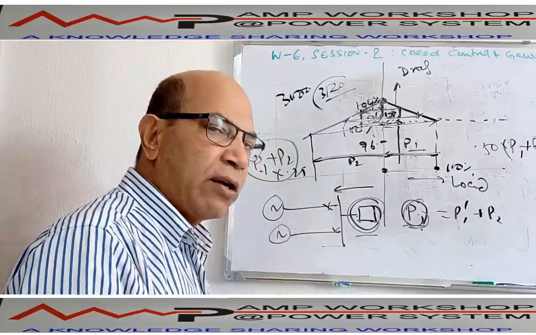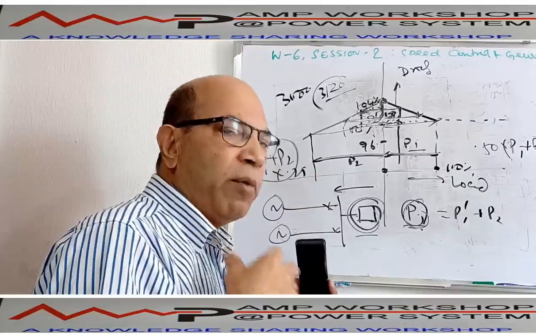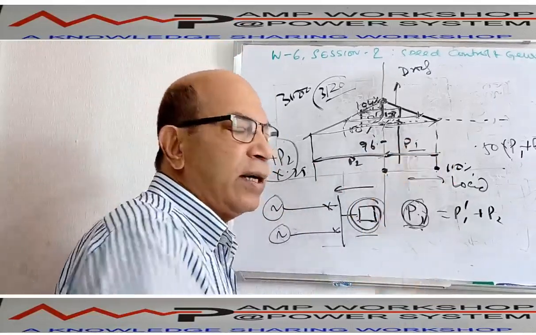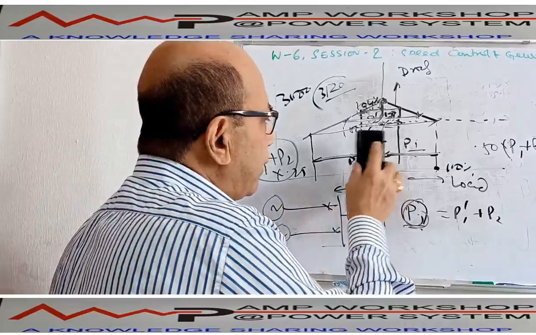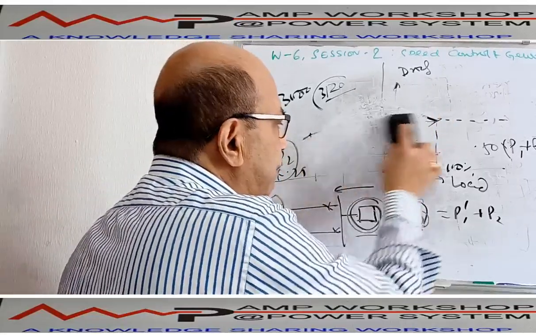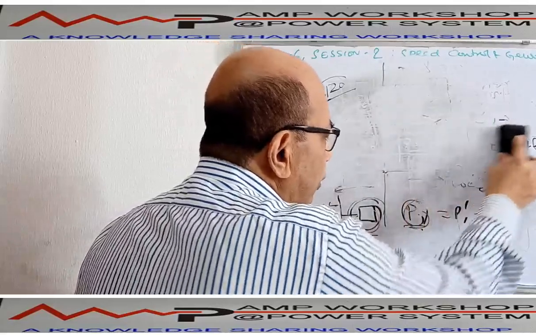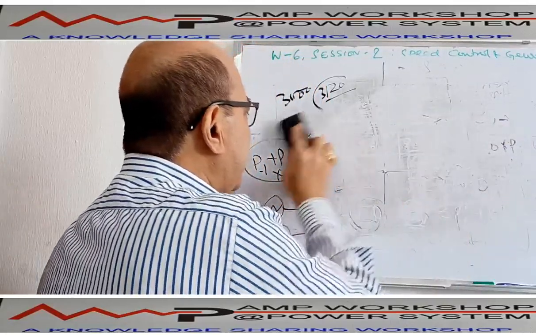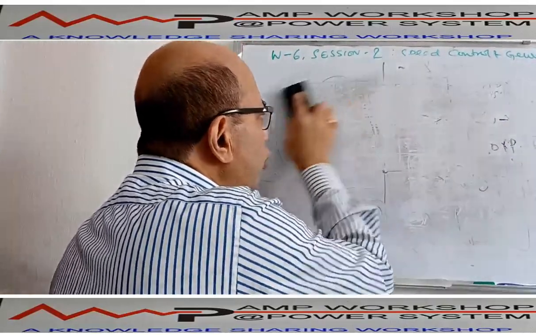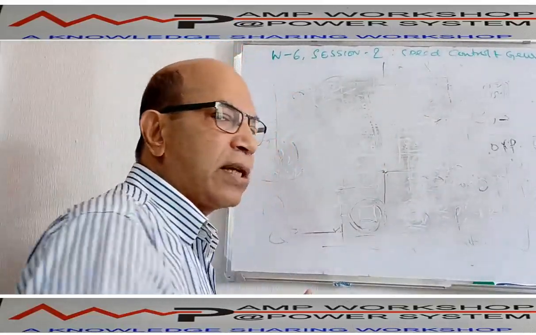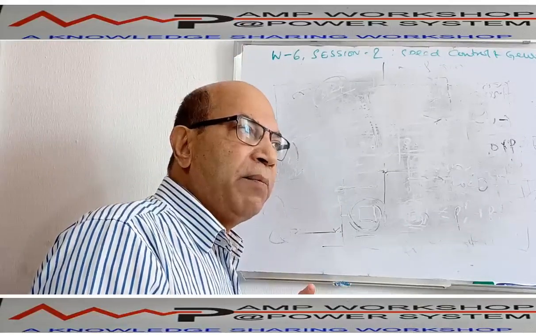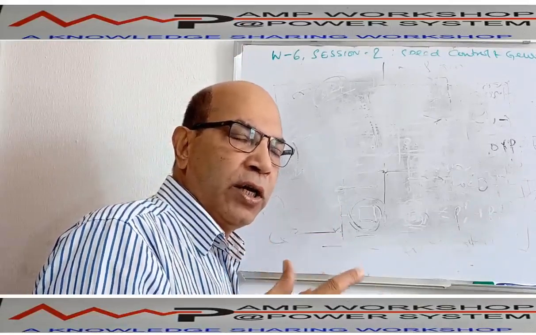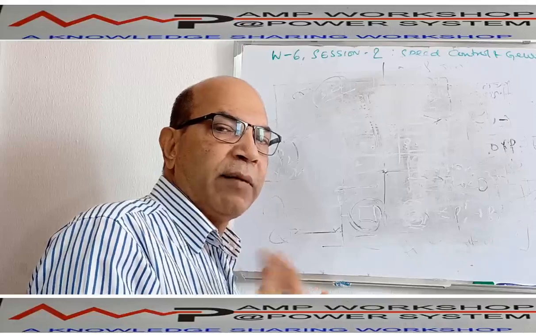So when the machines are not identical, with different ratings and different governors, they will act in a Droop mode. And in this case, another point: suppose two machines are running in parallel, but they are not on the same Droop setting. In that case, what will happen? If the Droop setting is not the same, the machine which has a higher Droop setting will take the load first, till that particular machine, on loading, comes back to the other machine's Droop setting.